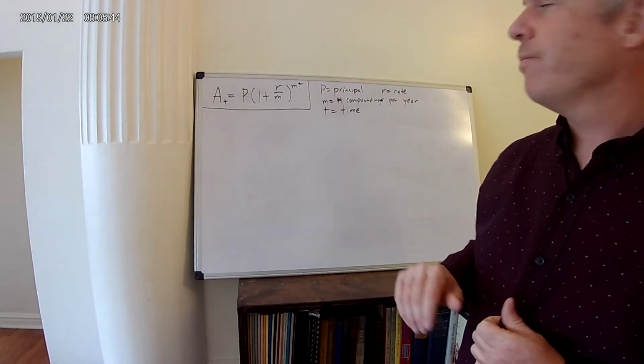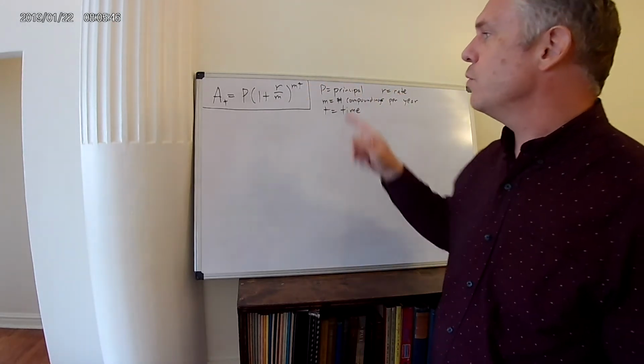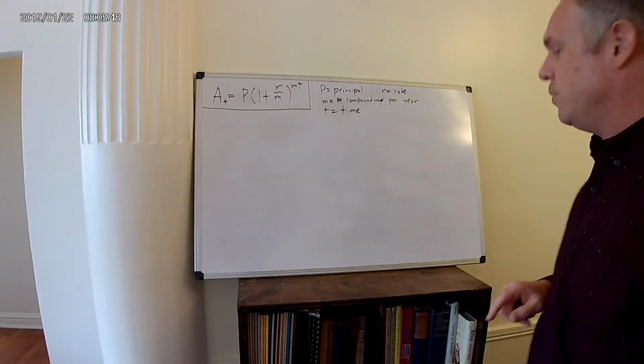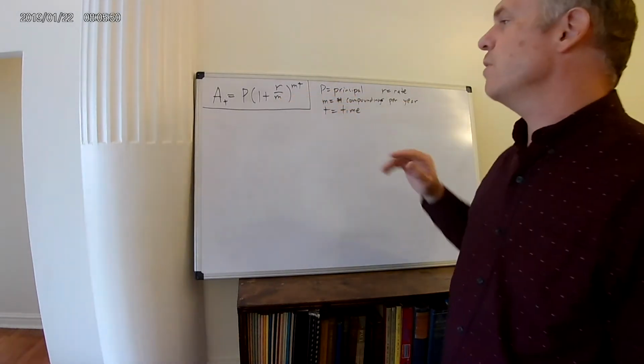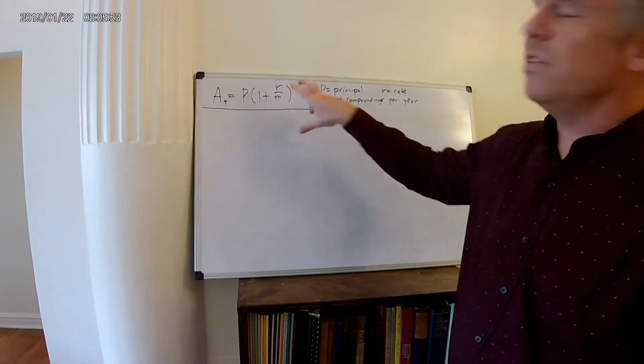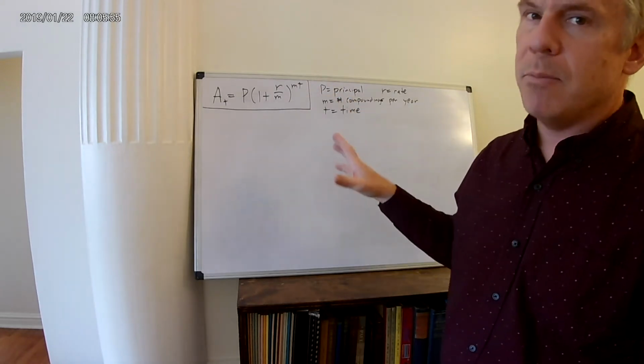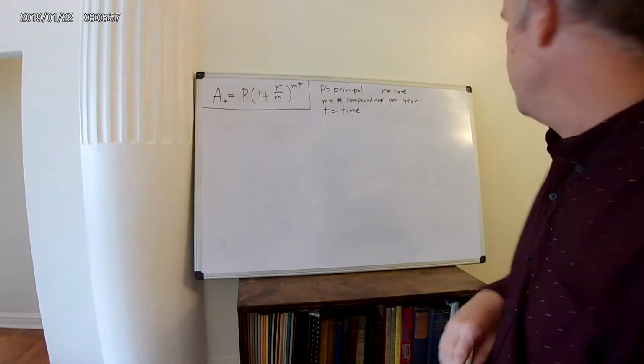Here's the important thing. This is an equation for the future value of a compound interest investment. It looks a little different than the equation we got, and I want to explain what's going on. This is the equation we want to use for any problem that I give you in the homework or a test.